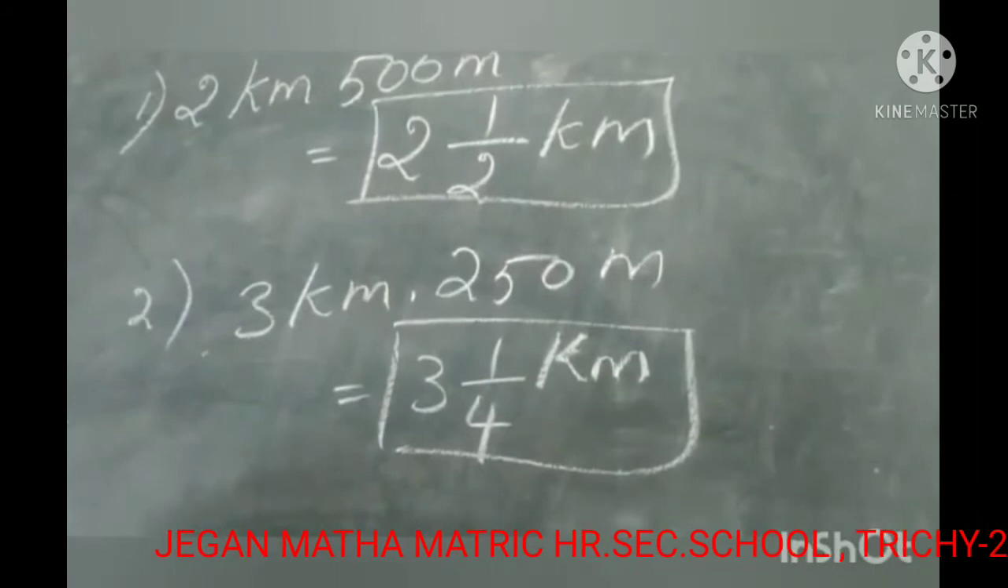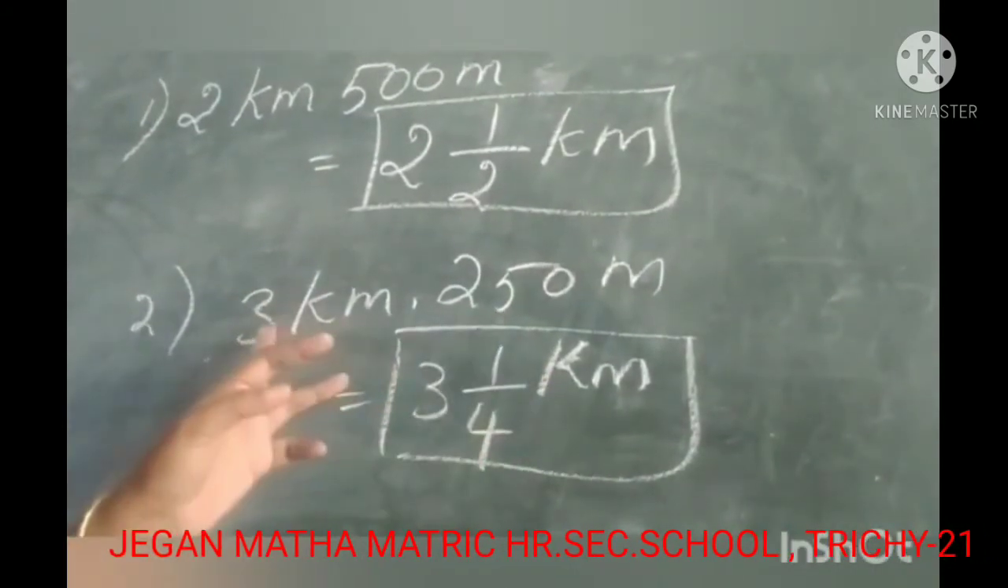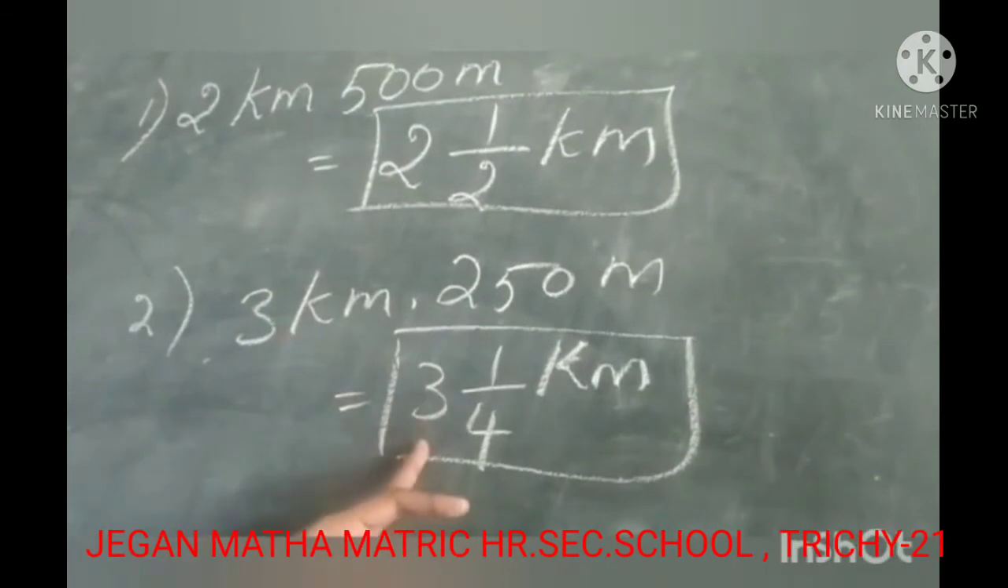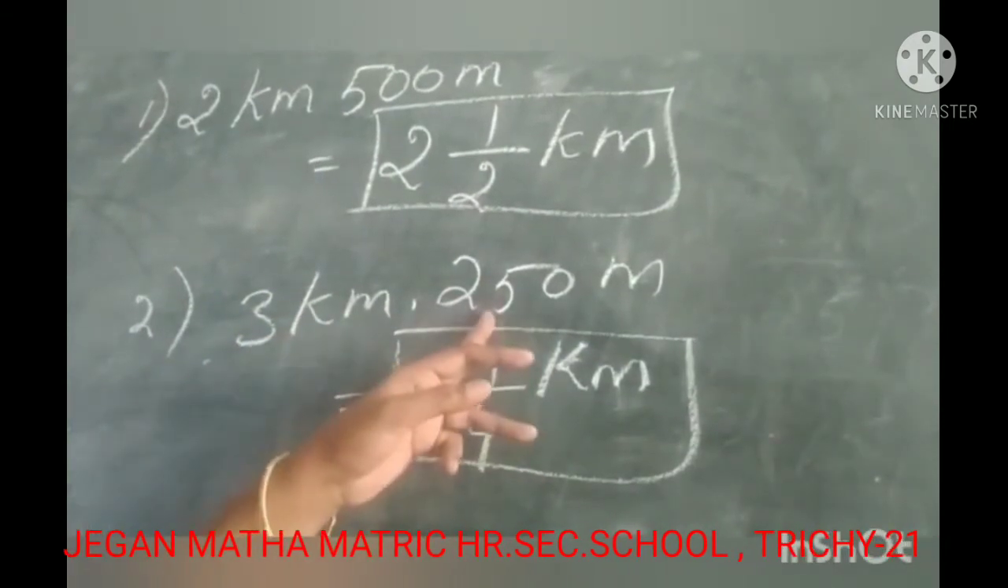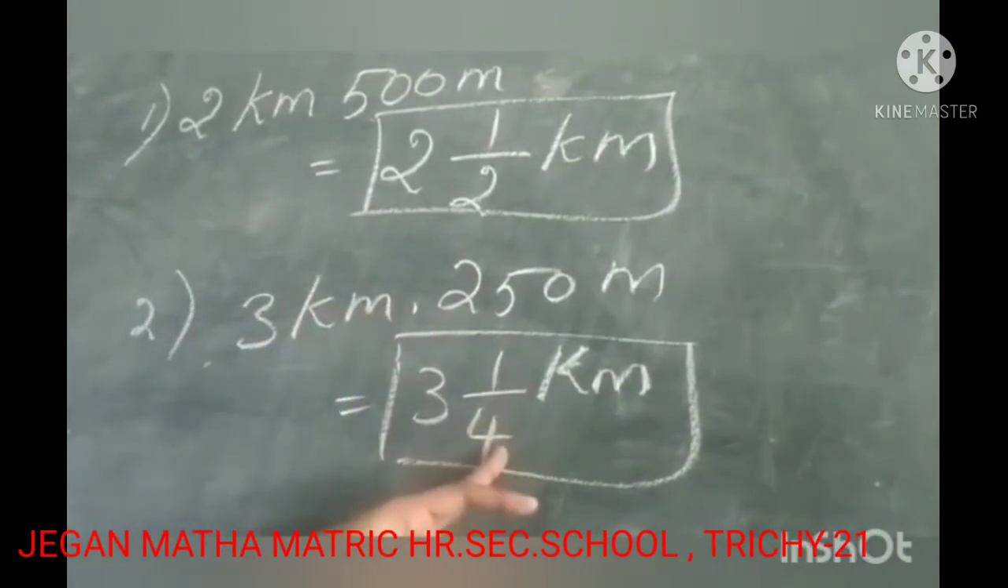Okay, see the next one. 3 kilometer and 250 meter. This is the 3 kilometer, you put the 3. Then here 250 means what? 250 means 1/4 part. So 1 by 4.